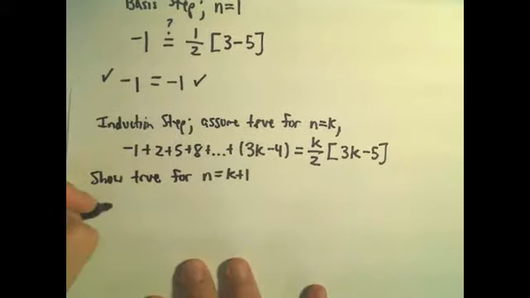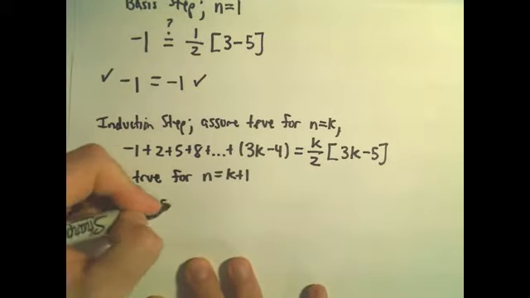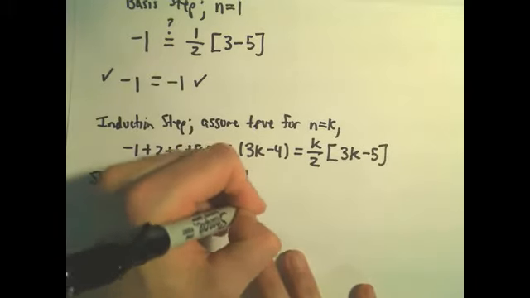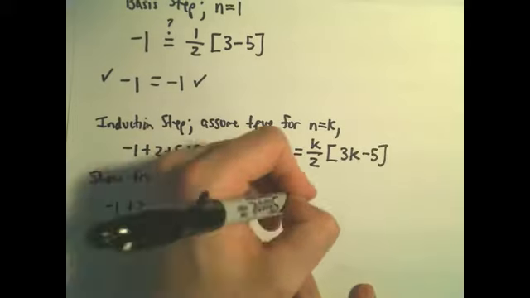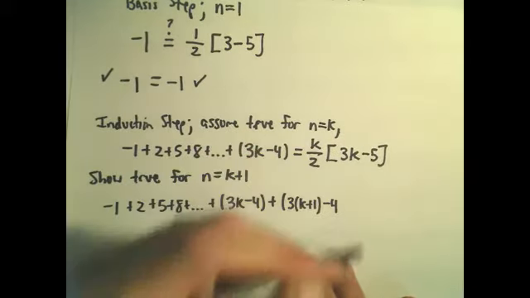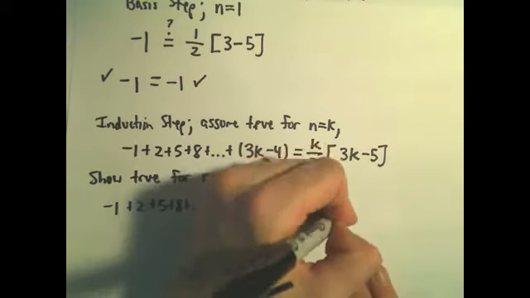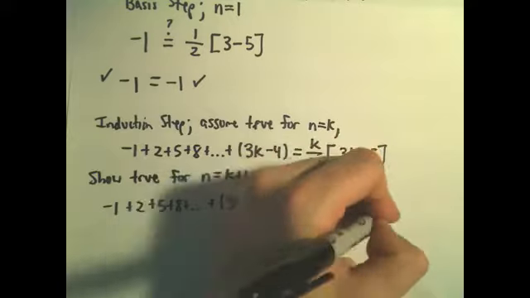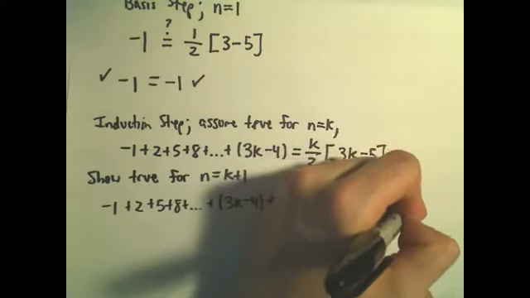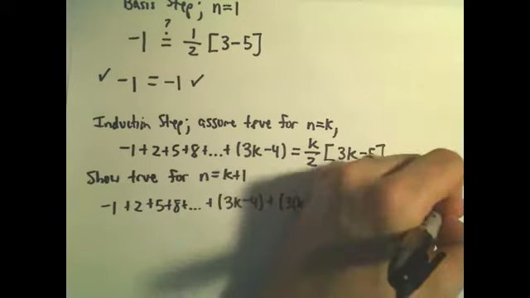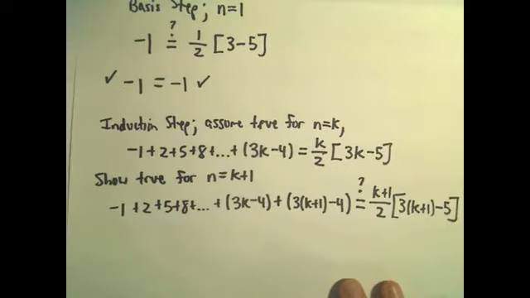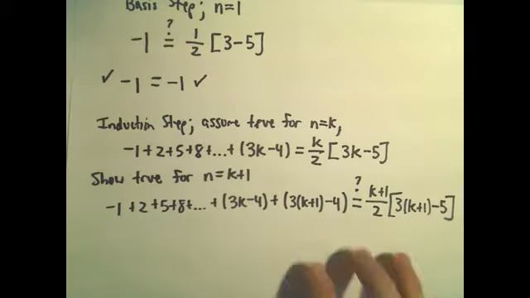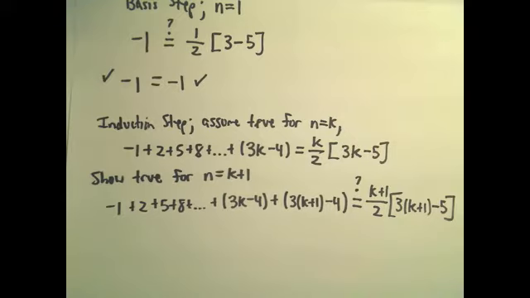Well, if we plug that into the left side, we'll get -1 plus 2 plus 5 plus 8 plus ... We'll have 3k minus 4 plus 3 times k plus 1 minus 4. And again, I'm trying to ask myself in this case, is that going to be equal to k plus 1 over 2 times 3 times k plus 1 minus 5? So I'm going to justify that these two quantities on each side are equal, and at that point we'll be done.